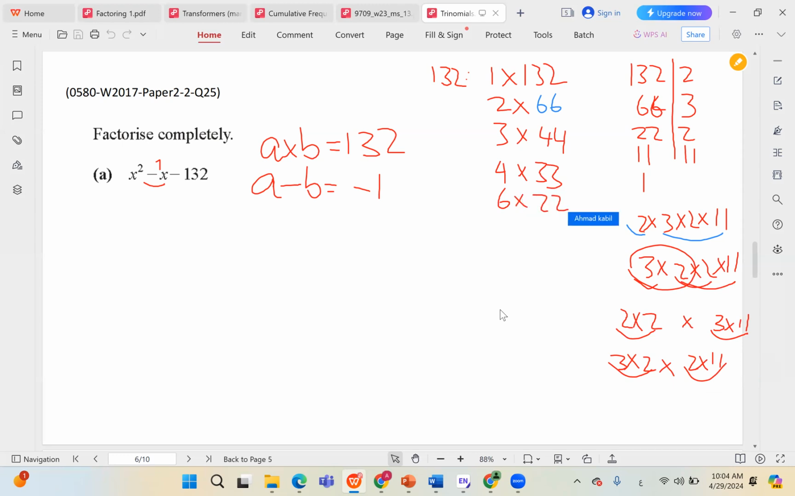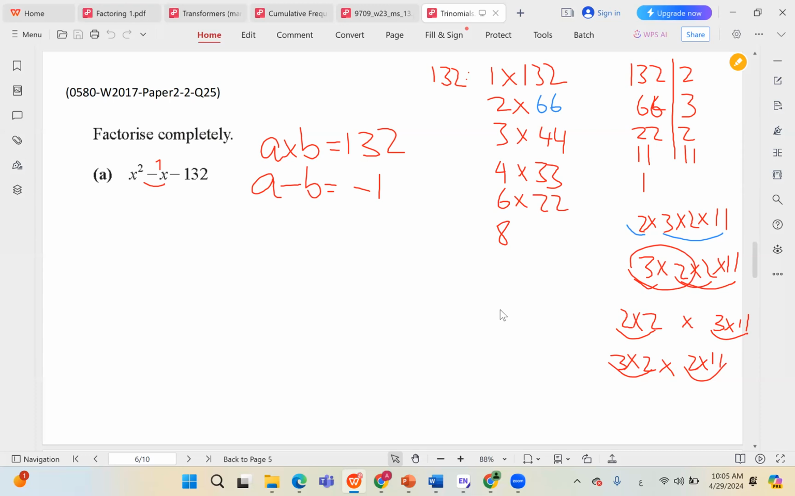And then we don't have 7. We have 8. 8 would require us to have 2 times 2 times 2. So it would require 3 2's. However, here we don't have 3 2's, so we cannot get 8. Can we get 9? We can't really get 9 as well, because 9 would require 3 times 3. We only have 1 3 here. 10 would require a 5. 10 requires 2 times 5, so that doesn't work either.